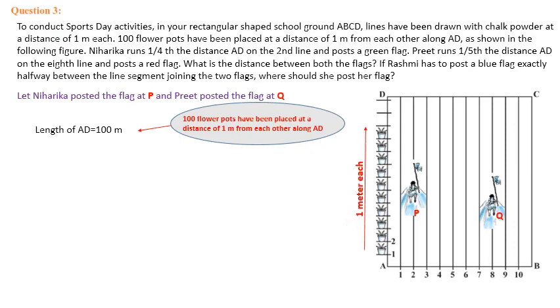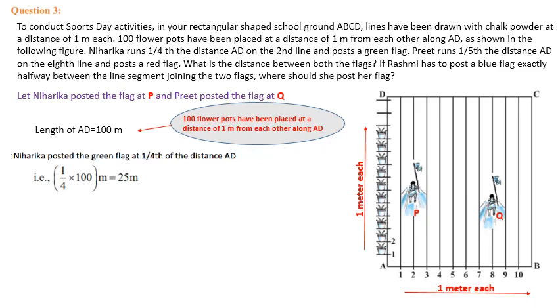And one more condition is given, that the distance between each track is 1 meter. That also we have to mark. So here tracks 1 to 10, 1 and 2, 2 and 3, the distance between each track is 1 meter. So Niharika posted the green flag at 1/4 of the distance of AD. That is a condition given to you. First of all, we have to calculate. So that means 1/4 of AD. AD is 100. So 1/4 of 100, when you cancel 4 and 100, you will get 25 meters. That means the coordinates of this point are (2, 25).